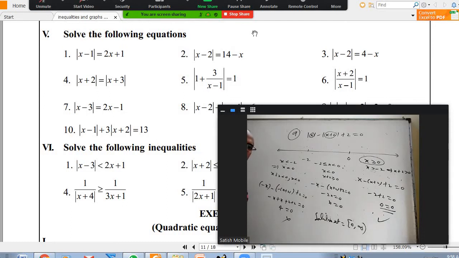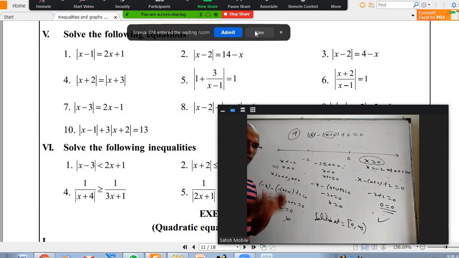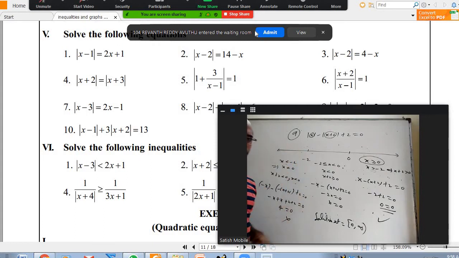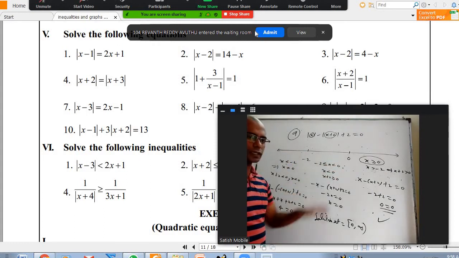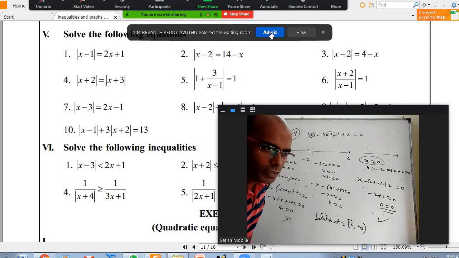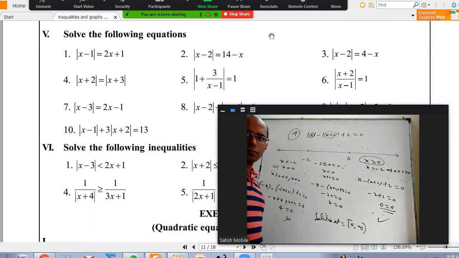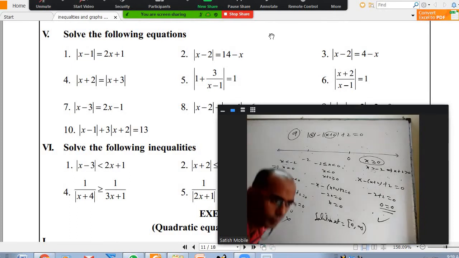Later on, when you try the 8th or 10th, you have to take 3 cases like this. Where the first mod is becoming 0, you have to take that number. Where the second mod is becoming 0, you have to take that number. Maybe I'll tell the 10th one also after this, so you'll get better clarity, even though I'm doing even numbers. Anybody any doubt in this 9th one?